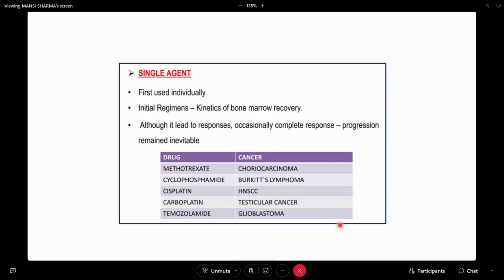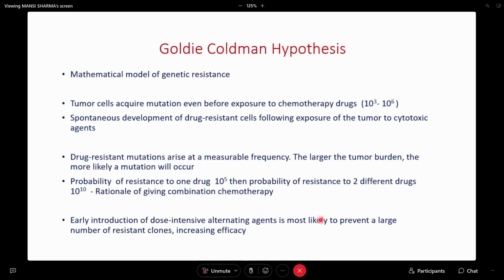So the initial regimens just looked at the kinetics of bone marrow recovery, and sometimes, yes, it did lead to complete response. We still use single agents in certain settings like choriocarcinoma, methotrexate, or dactinomycin. However, at the end, these were the initial drugs that we used to treat various cancers: cyclophosphamide for Burkitt, cisplatin for head and neck squamous cell carcinoma, carboplatin for testicular cancer, again used in certain select circumstances. But it was noted that tumor cells would develop resistance.